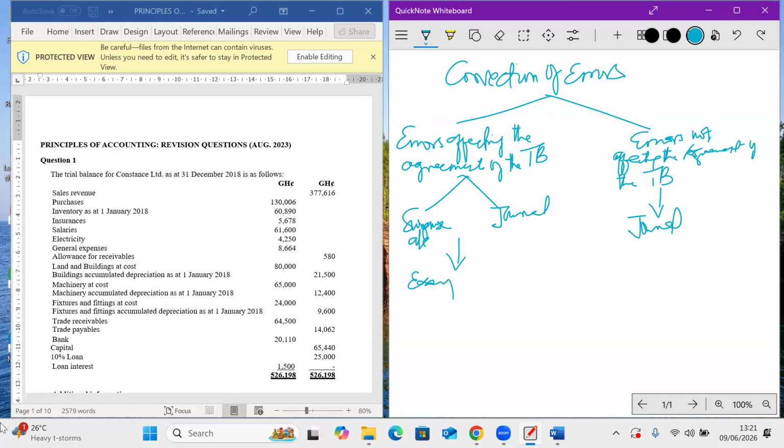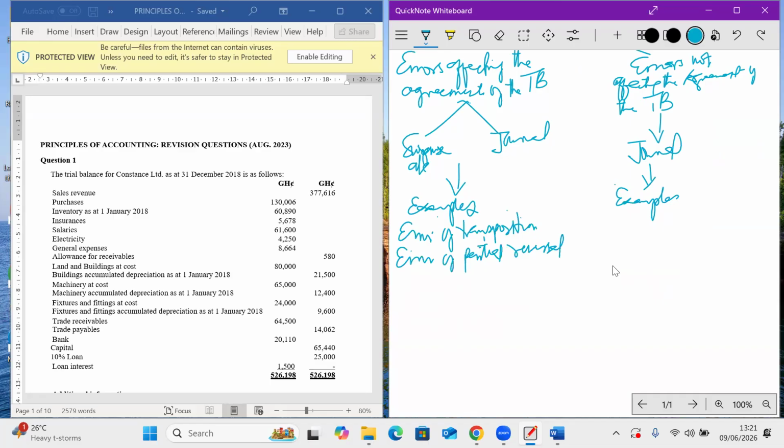Examples of errors affecting the trial balance. What are some of the examples of errors affecting the trial balance? Error of transposition. Error of omission. Error of partial reversal. These are theories. They can ask you. You are writing tomorrow. You can be asked.